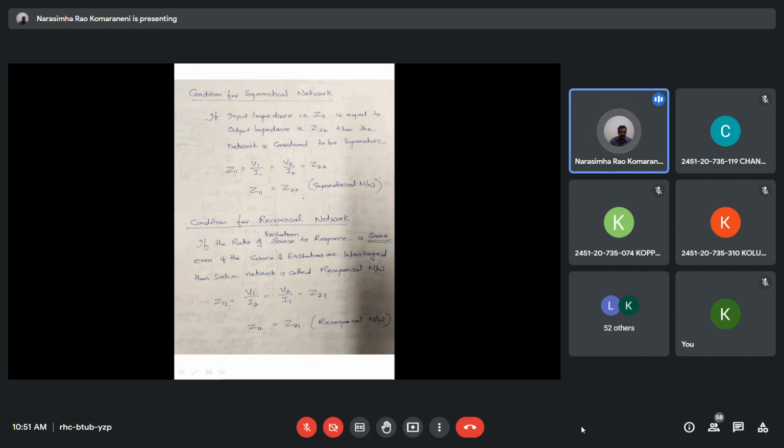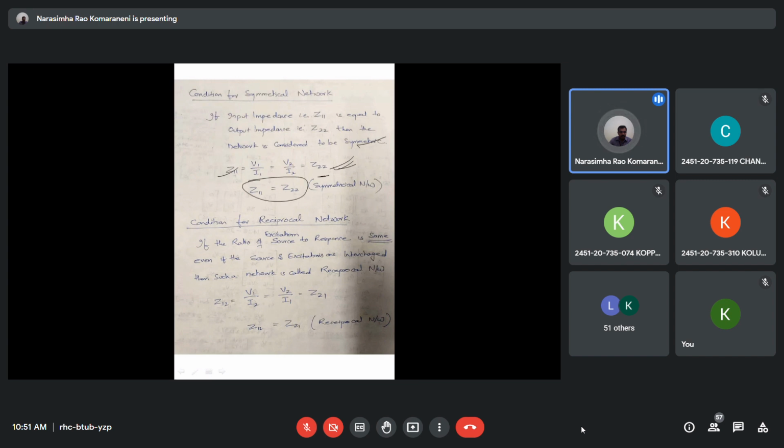The next one, condition for symmetrical network. If the input impedance, that is Z11, is equal to the output impedance, that is Z22, then the network is considered to be a symmetrical network. So that is Z11 equal to Z22, that is V1 by I1 equal to V2 by I2. This is called the symmetrical condition for the two-port network. That is Z11 equal to Z22.